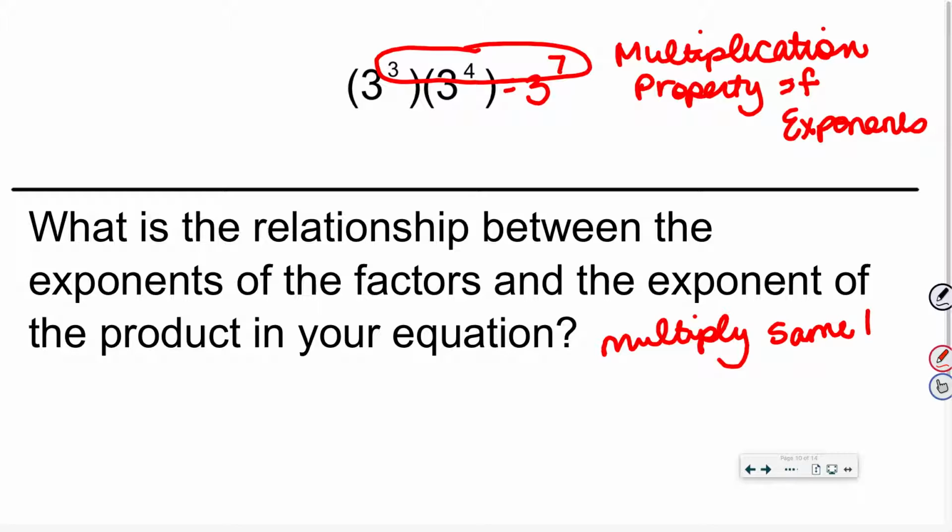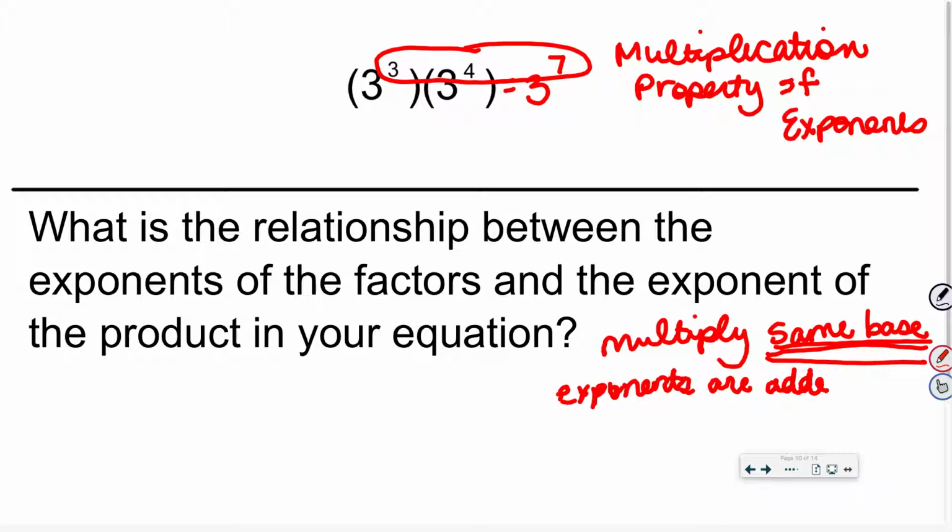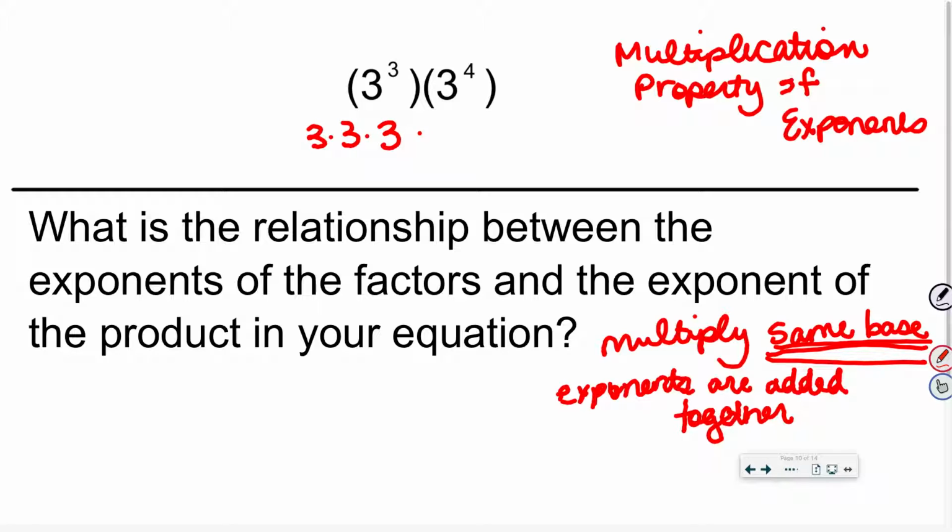So when you are multiplying, and this is the multiplication property of exponents, when you multiply same base, exponents are added together. So our example here would be 3 times 3 times 3 times 3 times 3. So that would be the example that you can write down. And the key here is your base has to be the same. It has to be the same.